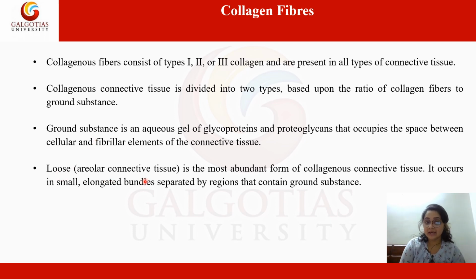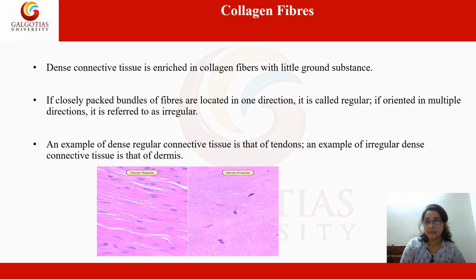Loose or areolar connective tissue, which we have discussed in our video, is the most abundant form of collagenous connective tissue. It occurs in small elongated bundles separated by regions that contain the ground substance. Dense connective tissue is enriched in collagen fibers with little ground substance. If closely packed bundles of fibers are located in one direction, it is called regular. If oriented in multiple directions, it is referred to as irregular.